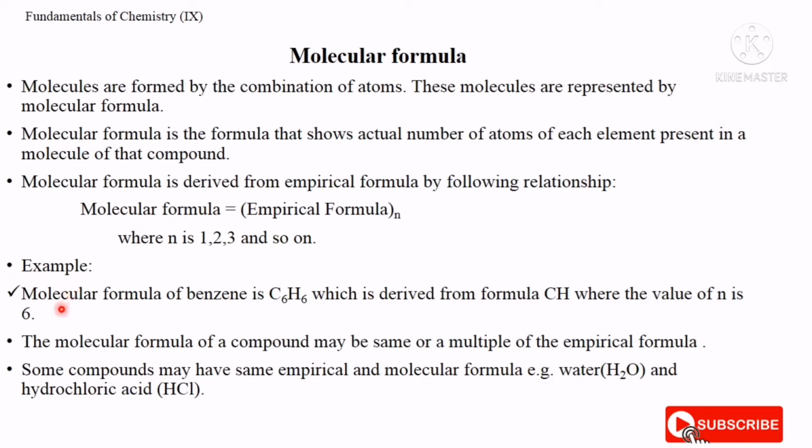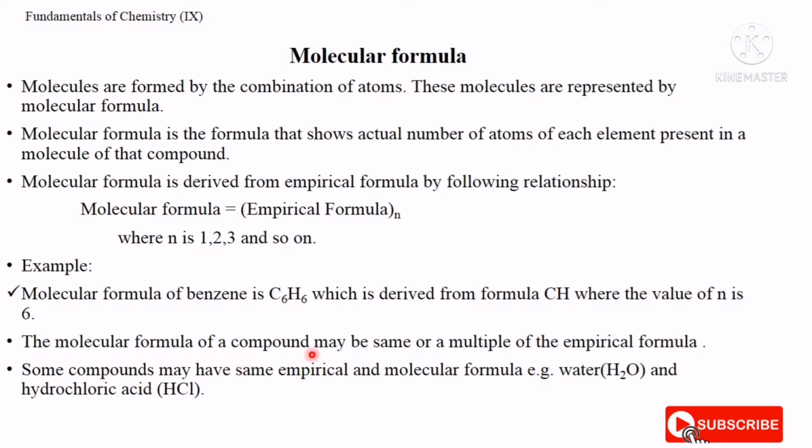For example, in the molecular formula of benzene, there are 6 atoms of carbon and 6 atoms of hydrogen. That is derived from the formula CH, the empirical formula that shows the simplest whole number ratio of carbon and hydrogen, that is 1:1, where the value of n is 6. When the empirical formula's simplest whole number ratio is multiplied with 6, then we get benzene.